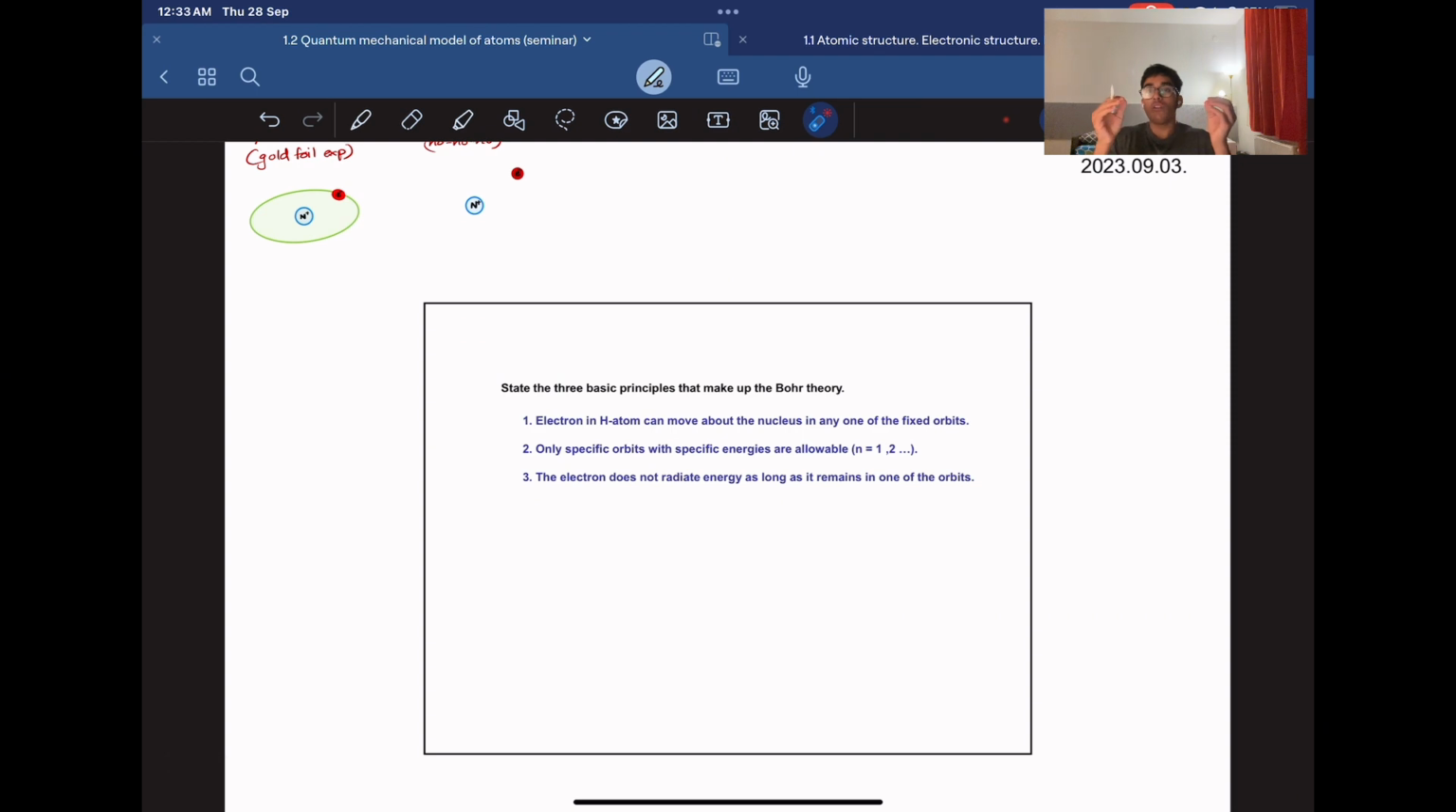So how does this solve Rutherford's model? Rutherford's model was that the electron just revolves around the nucleus, emits energy, loses energy, and smacks into the nucleus.